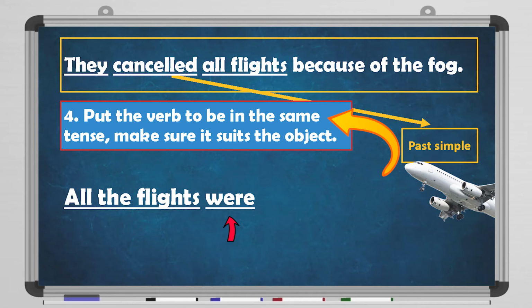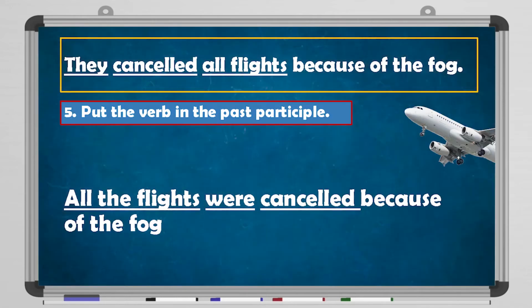All flights were. And then we put the verb in the past participle because, as we said, verb to be and the verb in the past participle for every single passive sentence. So I will say all flights were cancelled because of the fog.